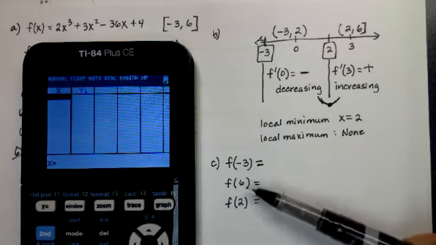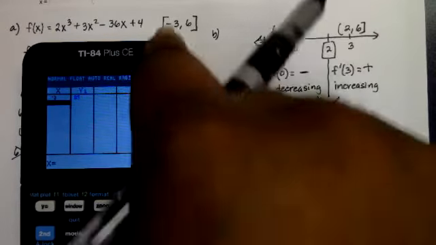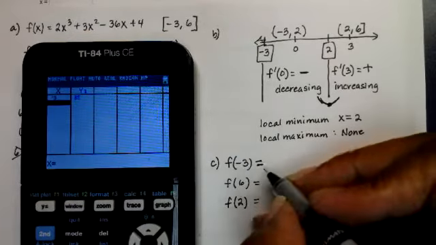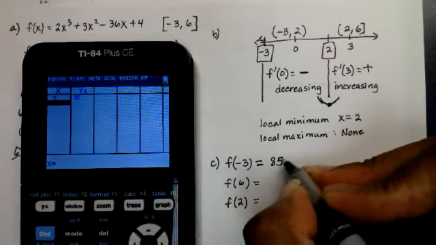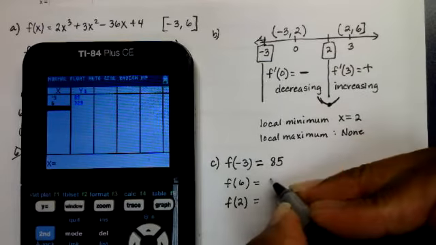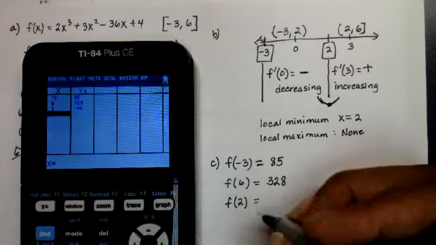And now we're going to enter each of these x values individually, like -3, type in -3 and then hit enter. It will give you the value of this function when x is equal to -3. In this case, it came out to be 85. And then for 6, you get 328. And then for 2, we get -40.